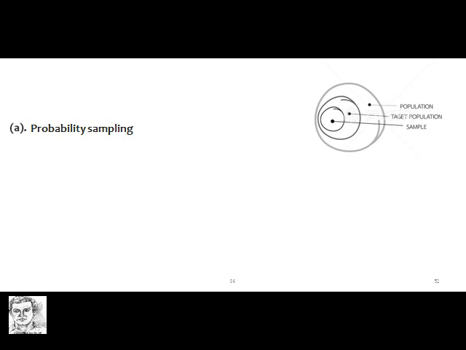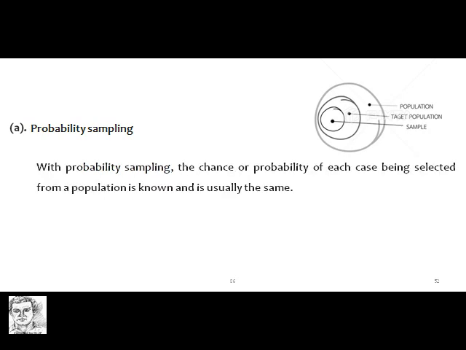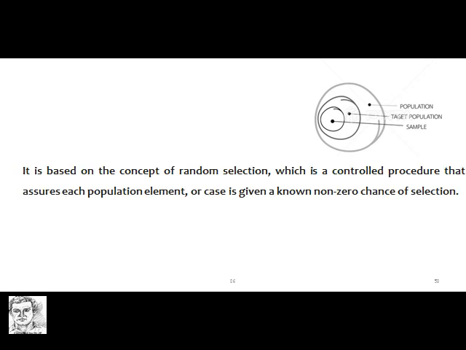Probability sampling. With probability sampling, the chance or probability of each case being selected from a population is known and is usually the same. It is based on the concept of random selection, which is a controlled procedure that assures each population element or case is given a known non-zero chance of selection.